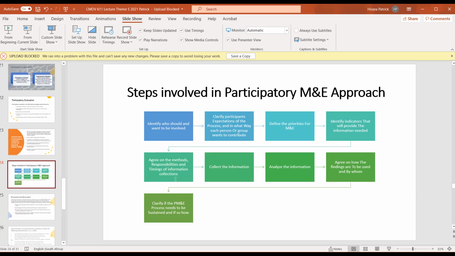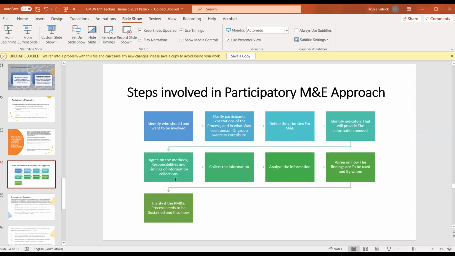We have to define the priorities because it involves everybody. It is easy for us to lose focus because everybody is involved. So there has to be a clear definition of the priorities. What exactly do you want to evaluate? We must make that clear. And then we must identify the indicators that provide the information we need. We must agree on the methodology, right? Everybody needs to agree on the methodology involved.